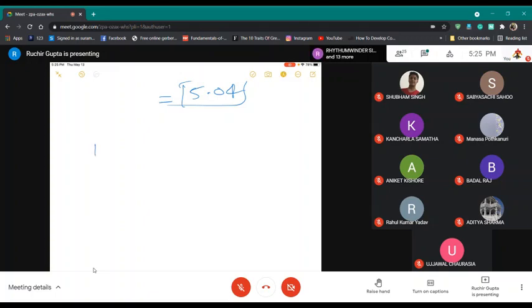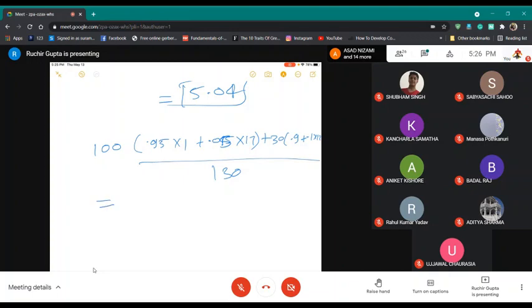So it will be, let's say, 100 into 95, into 1 plus 0.05 into 17, plus 30.9, plus 0.1 into 17, divided by 130. If we compute this, it comes out to be 1.98.